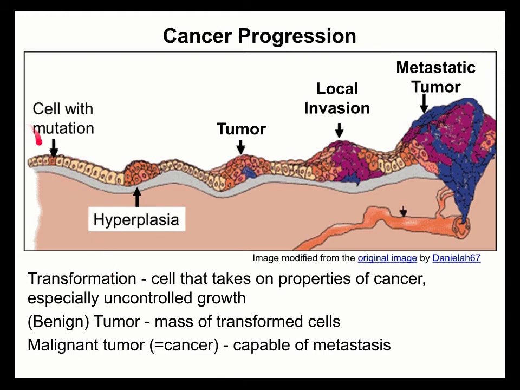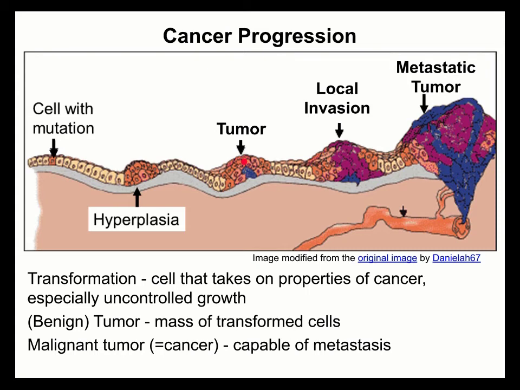Note that it is mutation, or an accumulation of many mutations, that leads to transformation. A transformed cell is one that reproduces or proliferates uncontrollably. That's called hyperplasia. It simply means cells are growing more than usual. This leads to a tumor. A tumor is a mass of transformed cells.